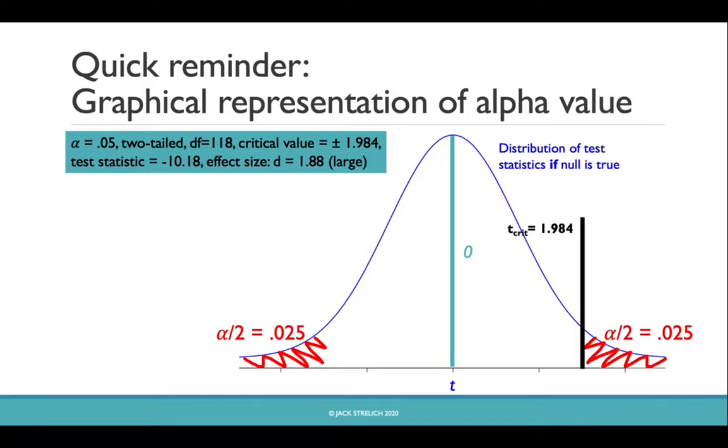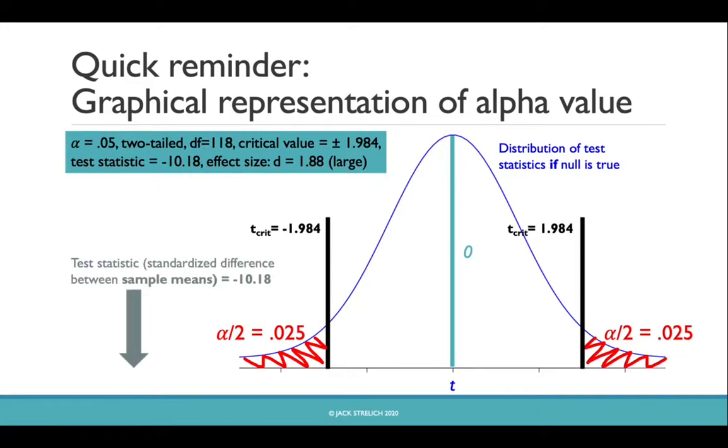From there, we can identify the critical values that define the boundaries of those critical regions. So we know that a t-value of 1.984 is the lower bound of the upper critical region, and a critical t-value of negative 1.984 is the upper bound of the lower critical region.